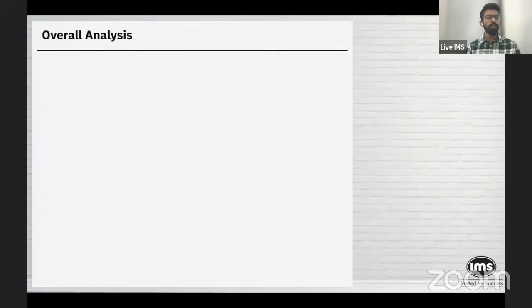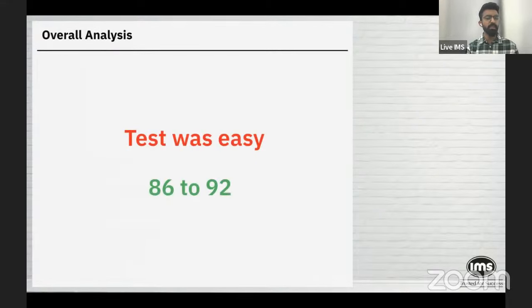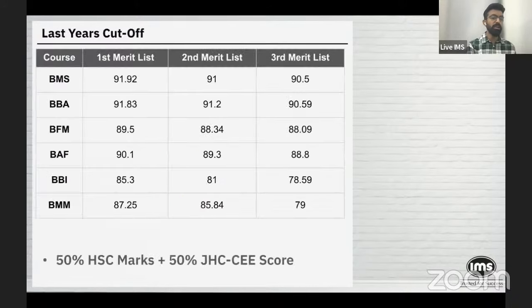Now, overall, the exam was very easy. Our expected prediction for the cutoff is that if you score somewhere from 86 to 92, it is a very good score in this section. But now, let's talk about the cutoff trend last year.